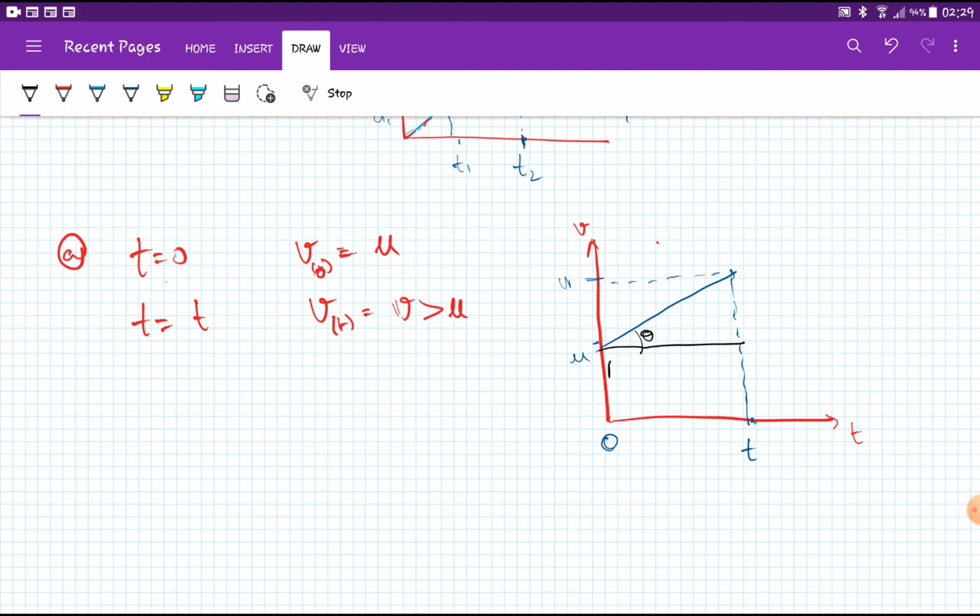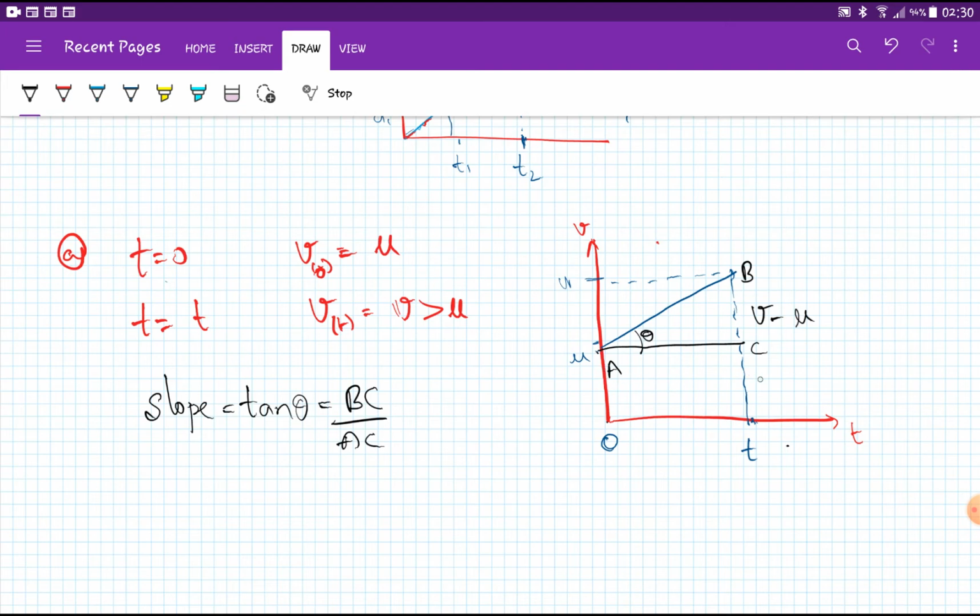Okay, we'll give names here: A, B, C. The formula for the slope is tan theta equals BC by AC. Now to find BC, we know the value from B to the x-axis, that is V, and you also know the value from this point to A, that is U. So what will it be? V minus U is the value of BC.